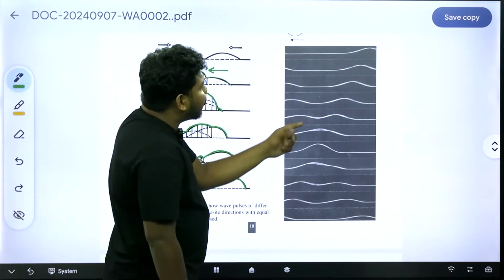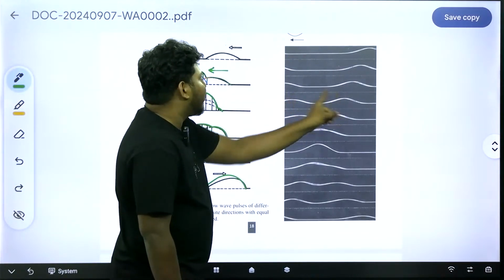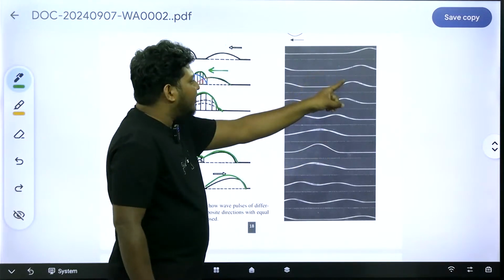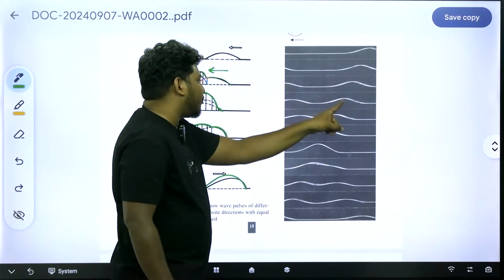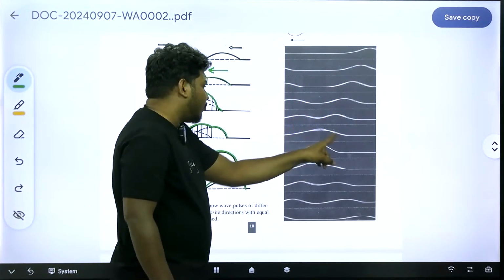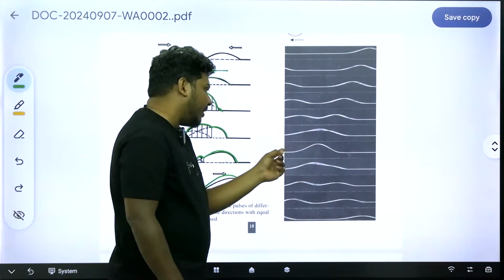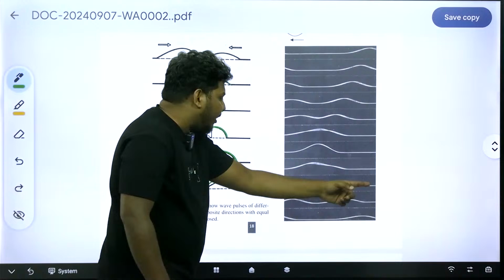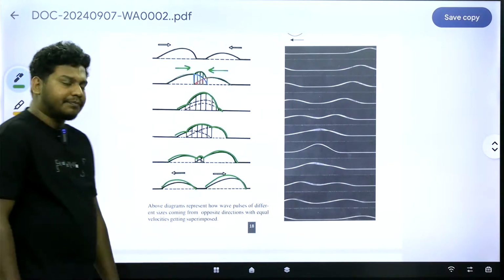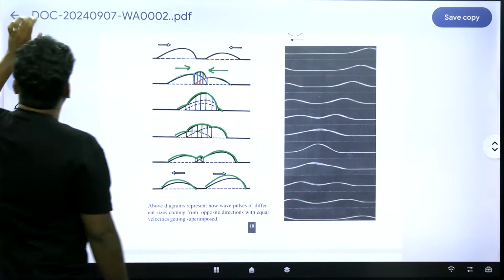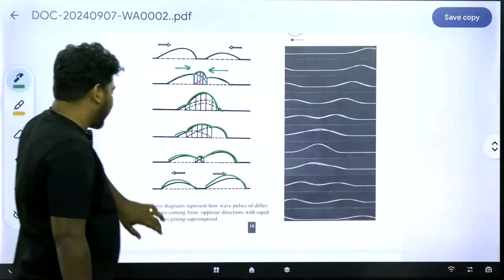We are creating two pulses here, and those two pulses are coming together. Let's say this is A1 and this is A2. Both of them are adding together. A1 plus A2 is A. It is creating the wave here. After that, it is moving in its own direction. So this is how it's working.